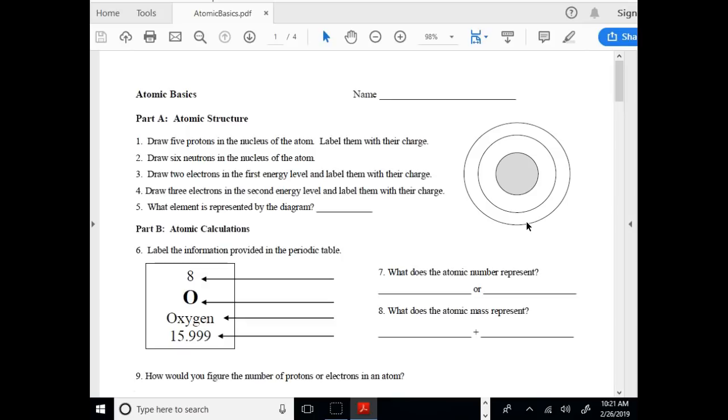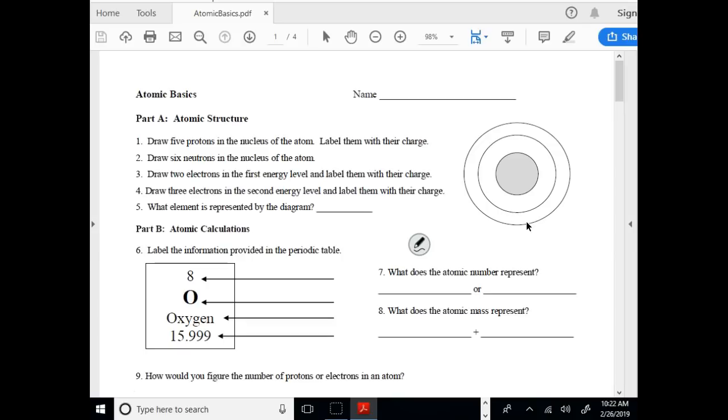So as we look at this, yesterday we talked about what's inside of a nucleus. We said a nucleus has three parts: protons, electrons, and neutrons. We then said the protons are found inside of your nucleus, with the neutrons and electrons on the outside. So as we do this assignment here, we're looking at part number one. It says draw 5 protons.